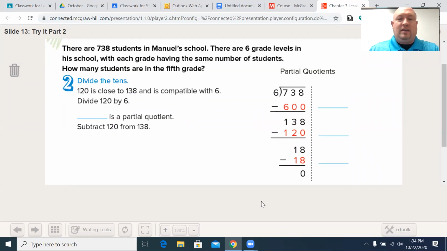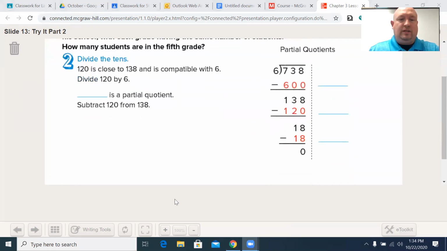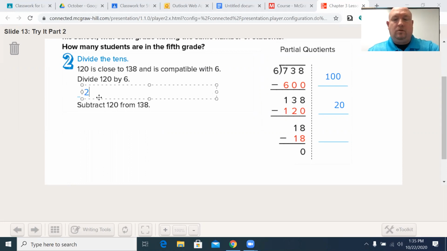Our next step is to divide the tens. So I'm going to grab my annotation tool again, if it lets me. There's the text. We had the 100 already here. So now we have 138. 6 goes into 12 twice, and then we have another 0, so 20 times. So 20 is a partial quotient. And 20 times 6 was 120, and we'll be able to subtract to get to 18.